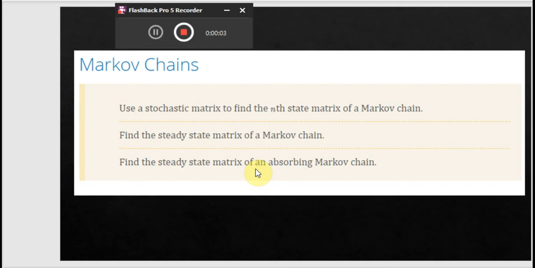Markov chains. In this section we discuss how to apply matrix theory to solving problems of probability that involve what is called stochastic mathematics, here stochastic matrix theory.